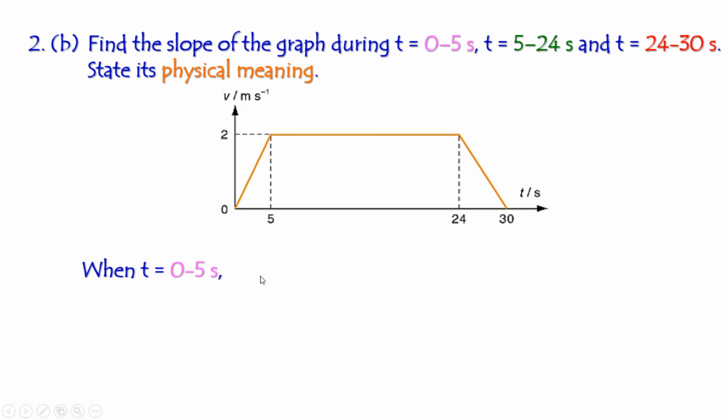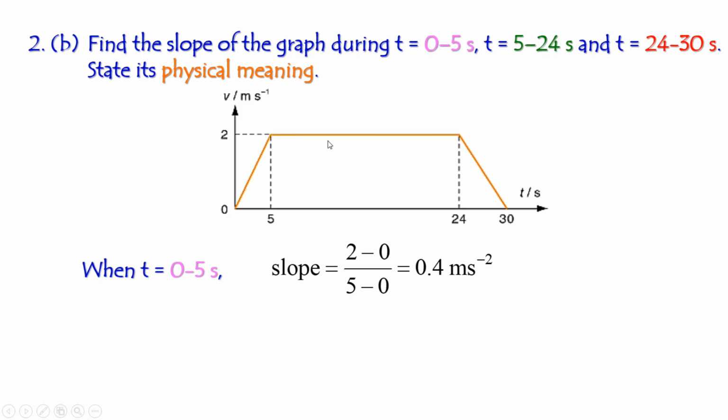So I will do it this way. Slope is equal to this vertical height, which is 2 minus 0, and the horizontal length is 5 minus 0. Actually you can omit the 0. 2 divided by 5 is equal to 0.4. And don't forget to write down the unit again. The unit for the value in the numerator is meter per second, and for the value in the denominator is second. So meter per second divided by second is meter per second square, right?